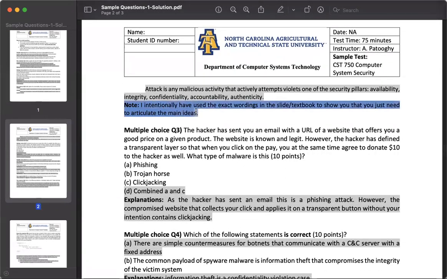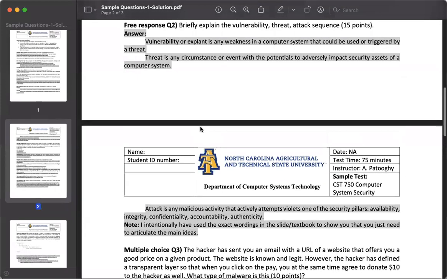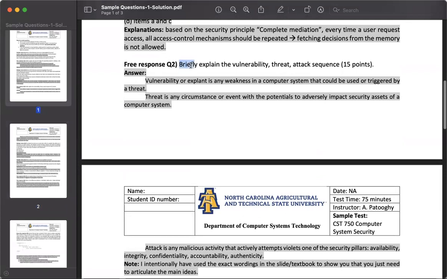Okay, here is a note I put, which is good for you to know. I intentionally used the exact wording in the slide and textbook to show that you just need to articulate the main ideas. This might not apply to all of you, but I've realized that with free response questions, some students get the impression that they should write at least half a page, or two-thirds of a page, to convince the professor. No, if you just point to the thing which is needed, that's enough.